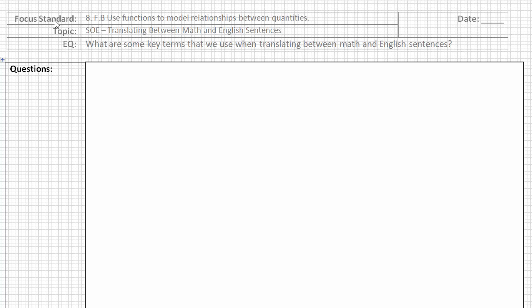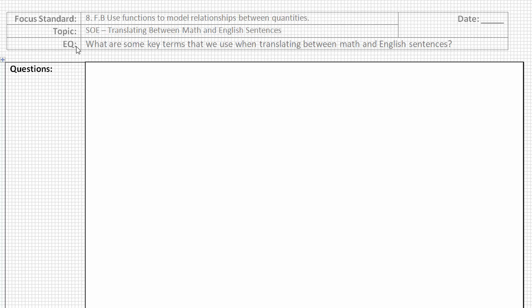Our focus standard for this lesson comes from Grade 8 Functions, Standard B. Use functions to model relationships between quantities. Our topic for this lesson comes from Systems of Equations, Translating Between Math and English Sentences.